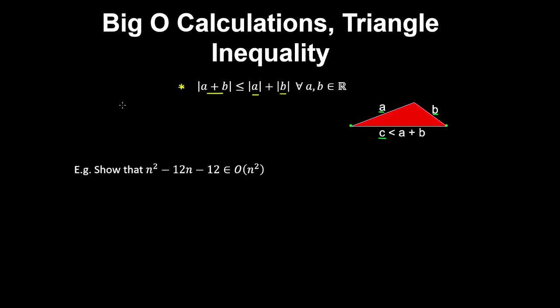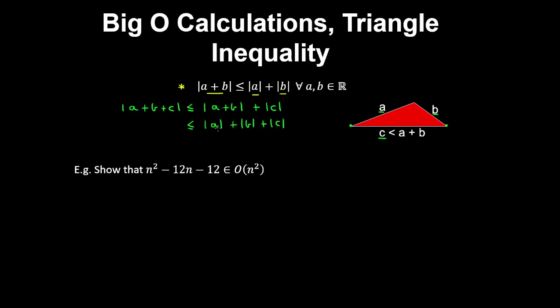And we can generalize the triangle inequality. So if we have the absolute value of A plus B plus C, that's less than or equal to the absolute value of A plus B, plus the absolute value of C. And continuing on, that's less than or equal to the absolute value of A plus the absolute value of B plus the absolute value of C.